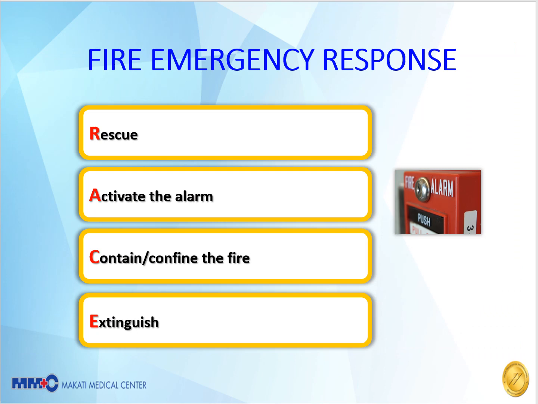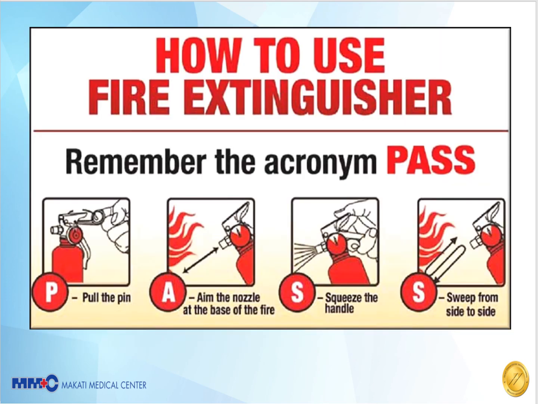During fire, remember the mnemonic phrase RACE. Rescue or remove any person from the immediate scene. Activate the alarm by calling Local 1000. Contain the fire by closing the doors to the area of fire, and extinguish the fire using the closest fire extinguisher. Remember the acronym PASS when trying to use the fire extinguisher. This will help you to be reminded of the steps to follow. First, pull the pin, then aim the nozzle at the base of the fire, squeeze the handle, and sweep from side to side.